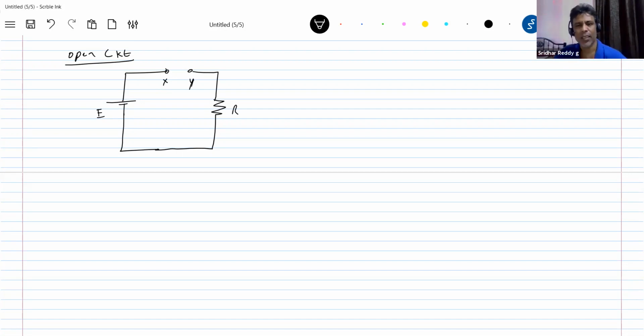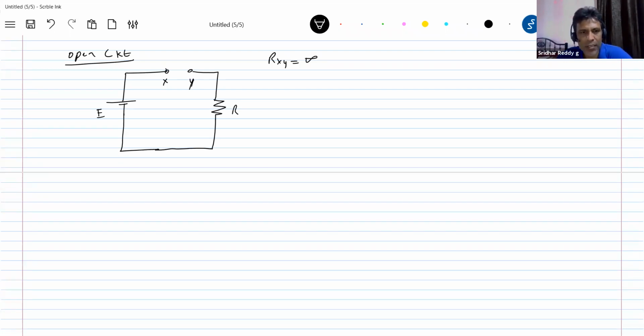This is a cell. If I don't write any small r, it is considered as an ideal cell. These are the terminals, or write XY. I just left it open. What conditions will arise here? So what is the resistance of this air? We'll take it to be infinity. So Rxy will be infinity.